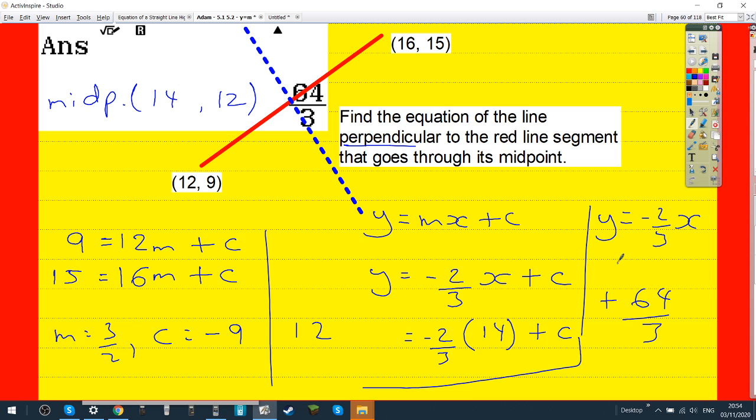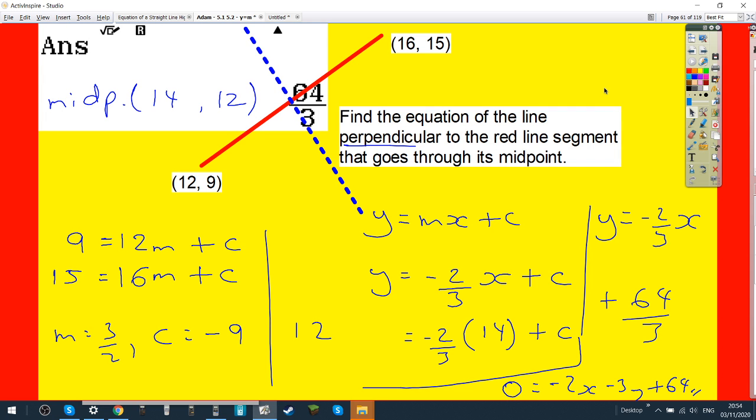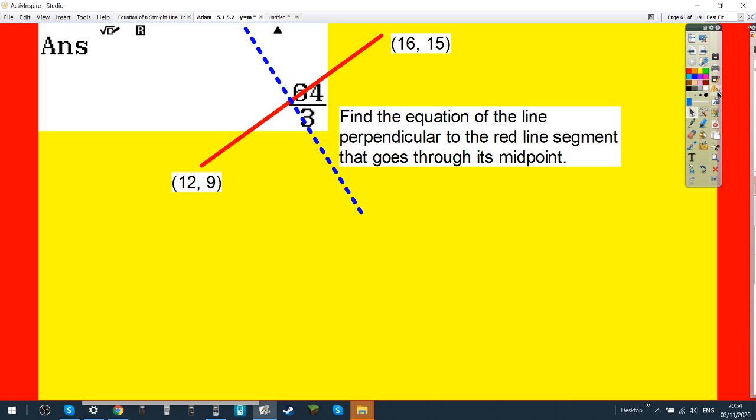There might have been one of those times everything by 3 questions, so 0 equals minus 2x minus 3y plus 64. You never know. That's a pretty elegant question. Let me just see how much of this I can clean up. Hey, that worked out well.